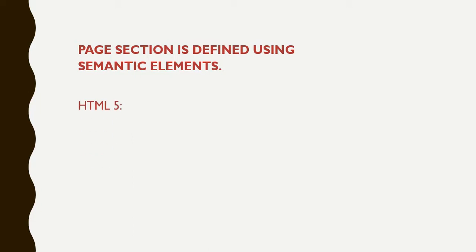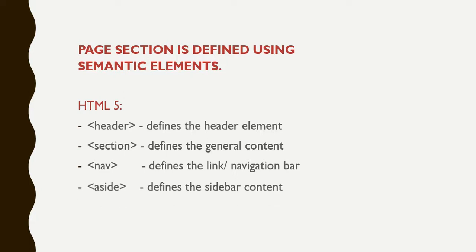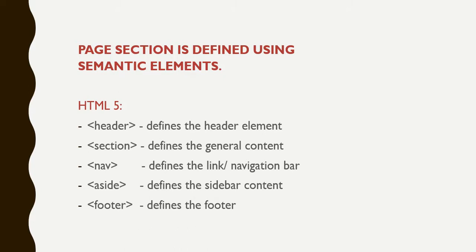In HTML5, you have here the header to define the header element. You have the section which defines the general content of the web page. And you have the nav to define the link or navigation bar. And also aside defines the sidebar content, and a footer which also defines the footer. Now in HTML4, the div tag is being applied to define the page section.